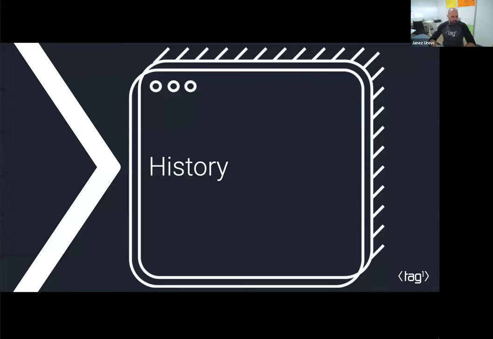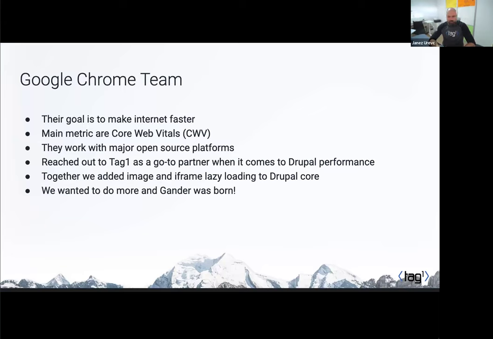So a few words about the history of Gander, the framework that we will be talking about today. A few years ago, we were approached by the Google Chrome team, and a very bold goal that the Chrome team has is to make the internet faster. Their main metric is Core Web Vitals. And with Core Web Vitals, we're coming back to that discussion about backend versus frontend performance and how we have to capture everything. Core Web Vitals aim to capture everything in a few understandable metrics that we can all follow and understand.